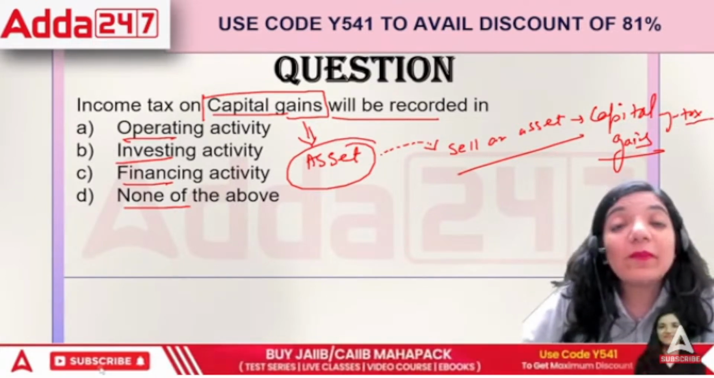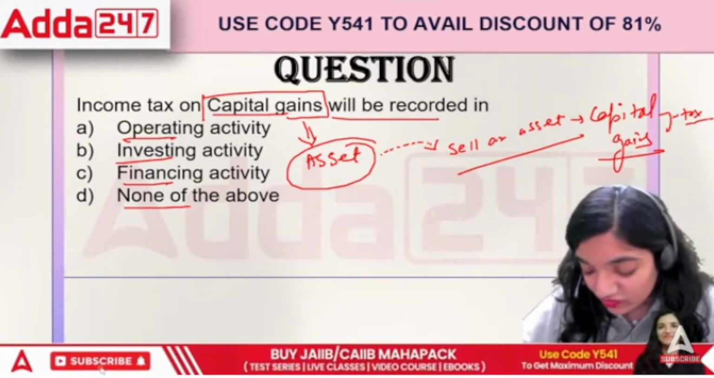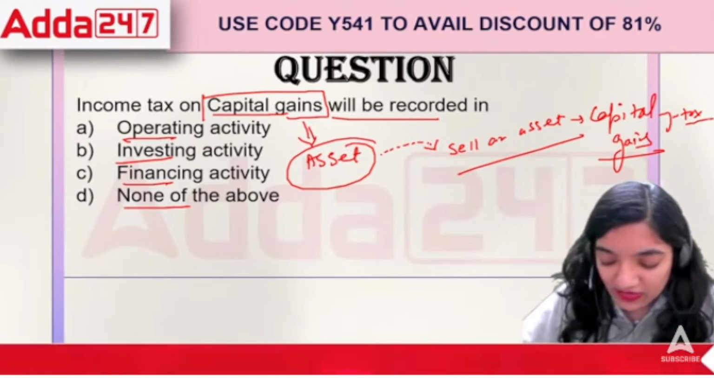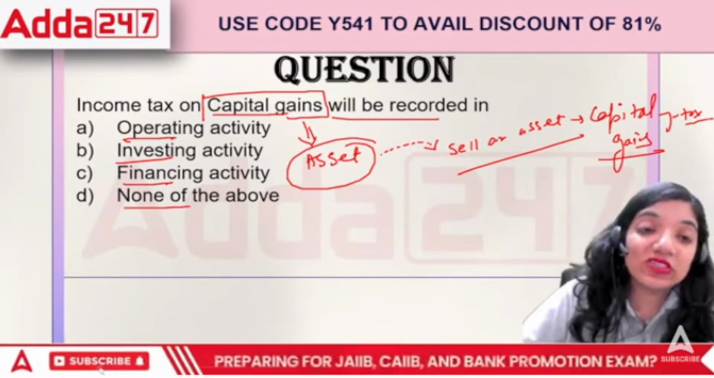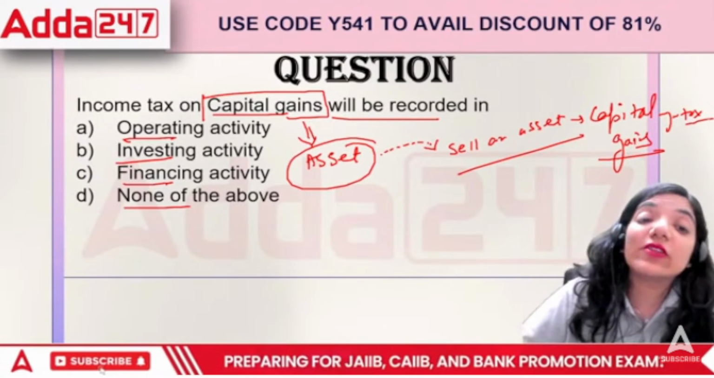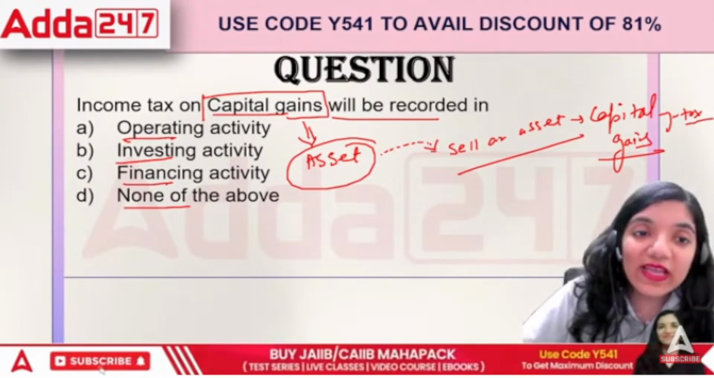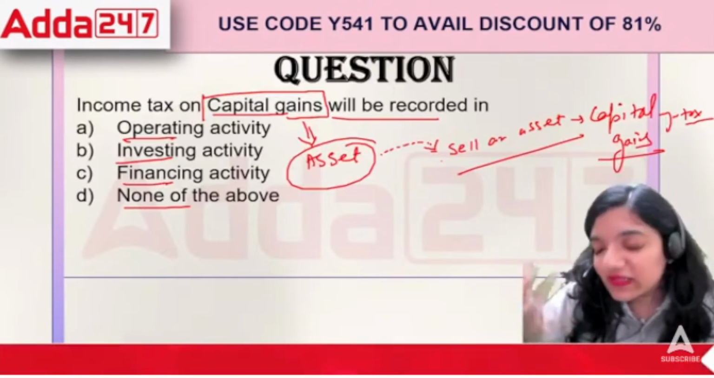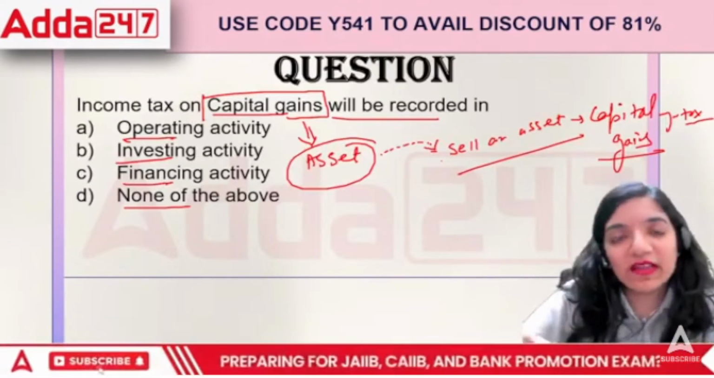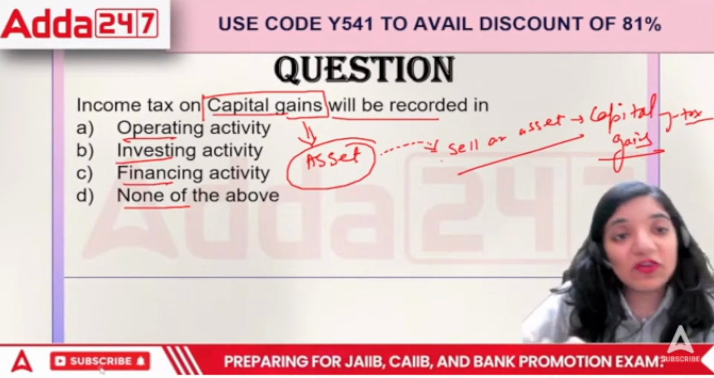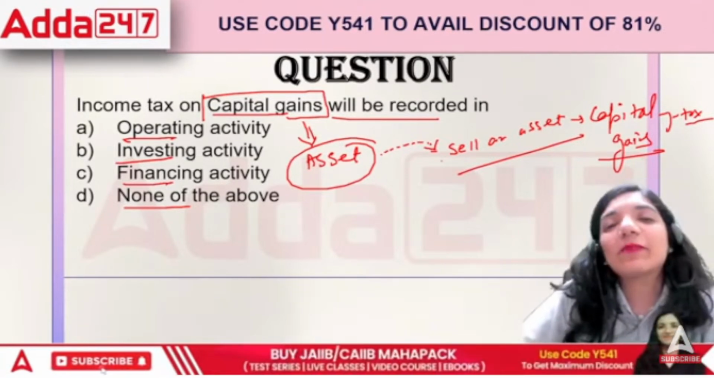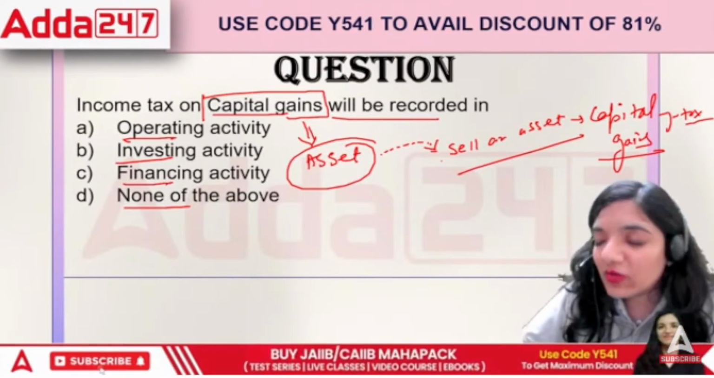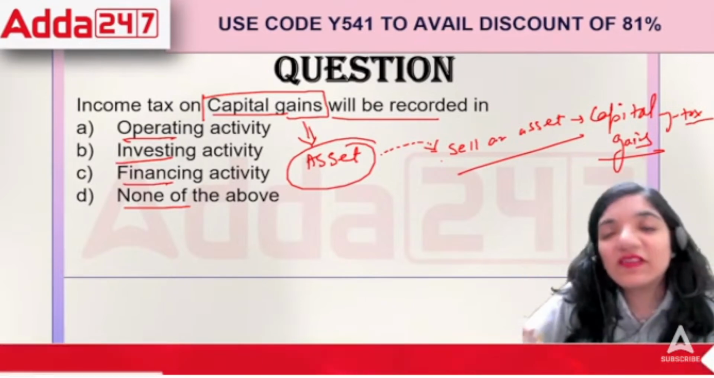But if you are paying tax on your assets, not on the basis that we are doing the work on a daily basis, so it is operating activity. Sorry, it is investing activity. I was telling the correct point and then said the wrong one. Income tax on capital gains: capital gains are made when you are selling an asset. That is an investing activity.